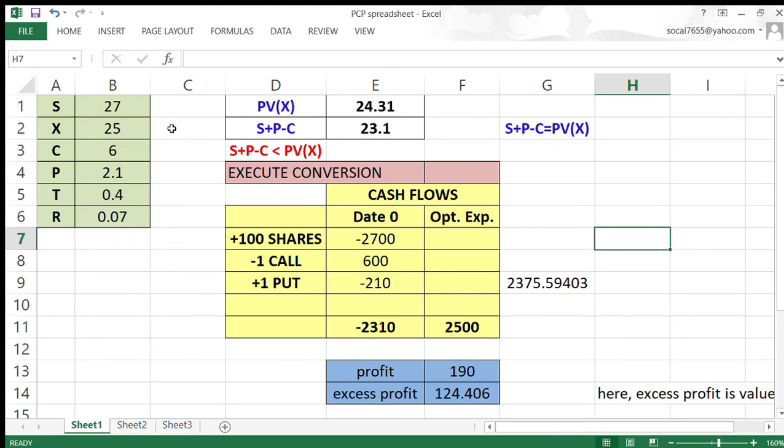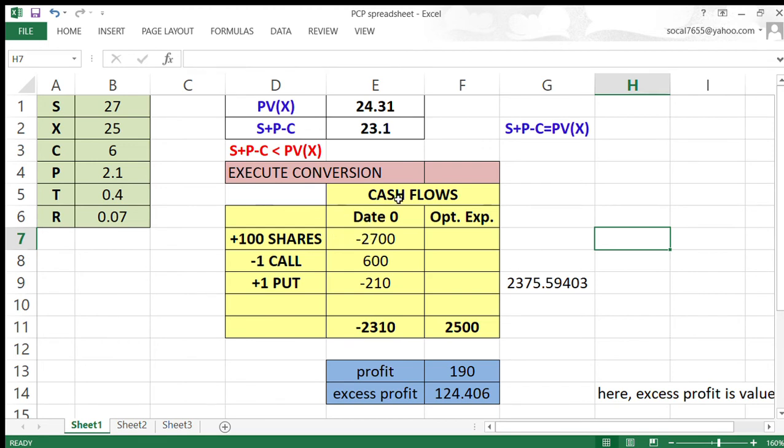And so my point here now is to show you that put-call parity holds even when options are not at the money. Okay, in this case, the put and the call are both not at the money. The call is in the money, the put is out of the money. But put-call parity still holds.